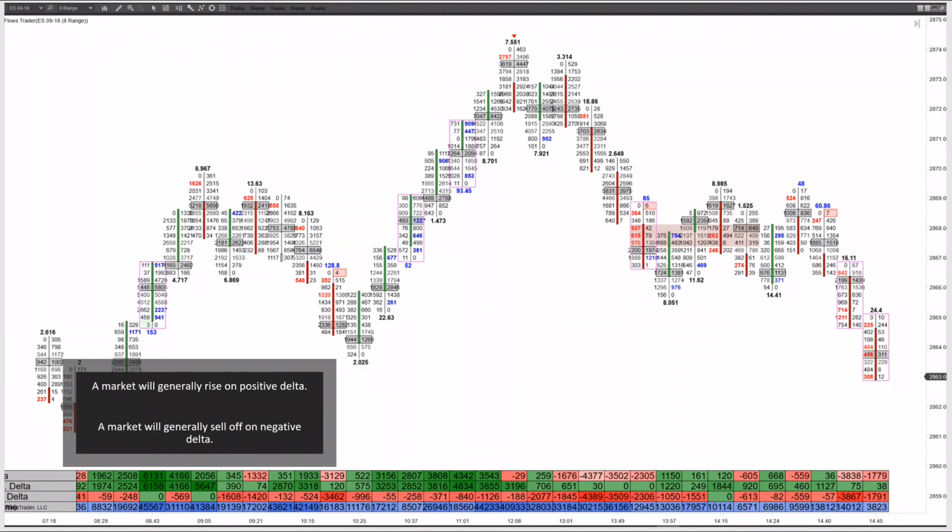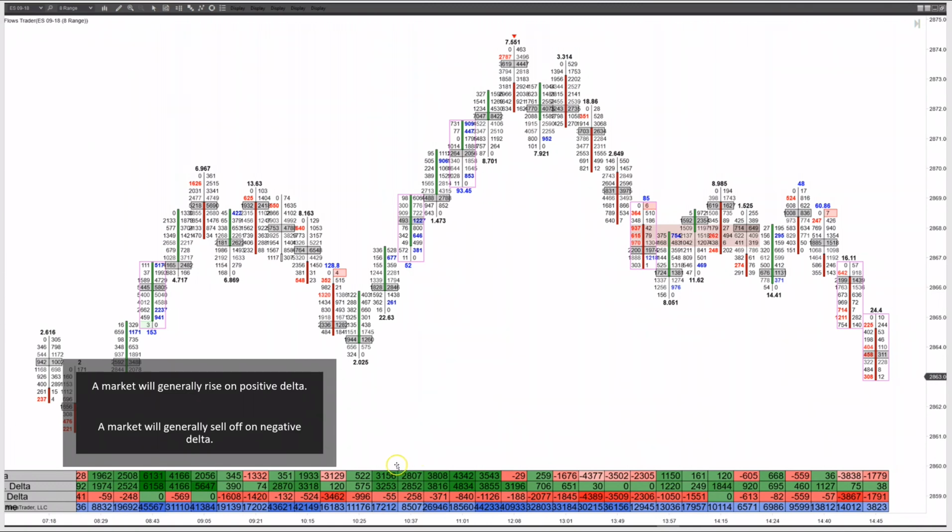And generally, a market is going to rise on positive Delta. As you can see here, the market's rising. You've got positive Delta: 522, 3156, 2807, 3808, 4342, 3543. Then you hit your high. Markets will generally sell off on negative Delta: minus 29. Okay, you've got one bar with positive Delta. Then minus 1676, minus 4377, minus 3502, minus 2305 as you start selling off.